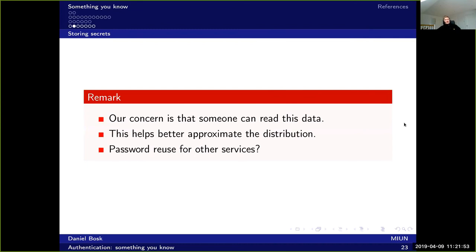Now, the concern here is that someone might actually get into this machine and read this data, and this happens all the time. So this data would, in that case, either help approximate the distribution for guessing passwords in general, or simply reveal the passwords of the system, which might not be so interesting, because if the adversary has already gotten into the system, he has access to that system, but it helps guessing passwords in other systems at least. For instance, I said before that password reuse is quite widespread. So getting a list of passwords for various users from one system will probably be beneficial for attacking another system.